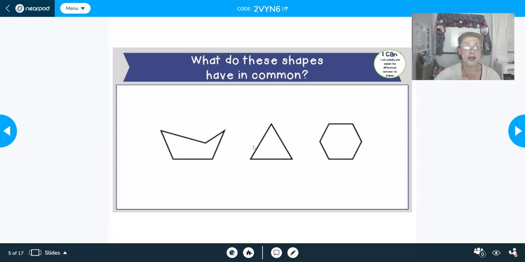So, look at all 3 of these shapes. What do these 3 shapes have in common? Pay close attention. And not at Mildred barking in the background. Very disappointed in her right now. What do these 3 shapes have in common?